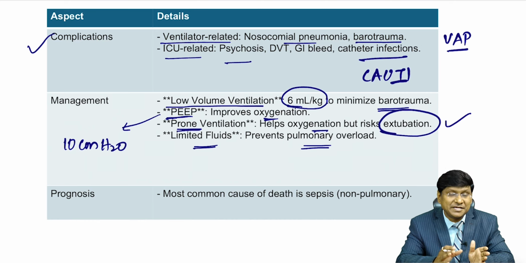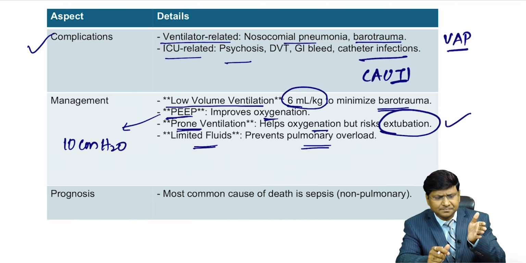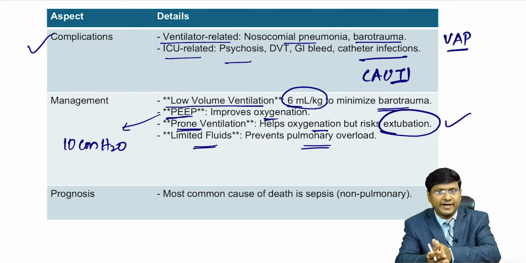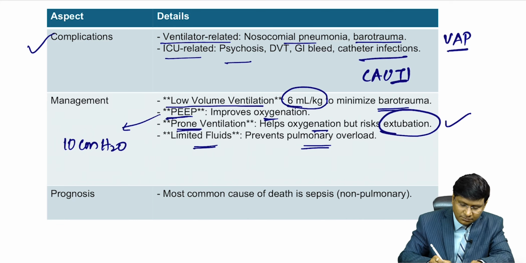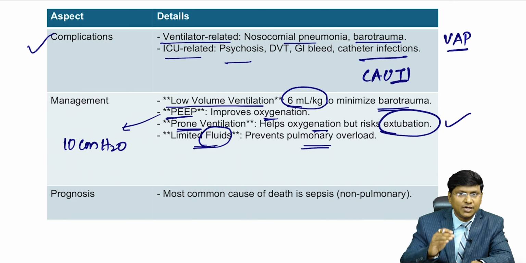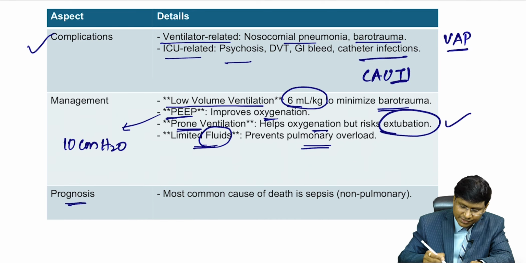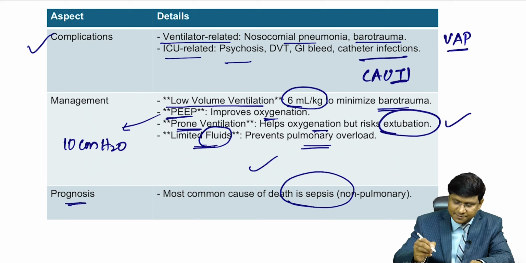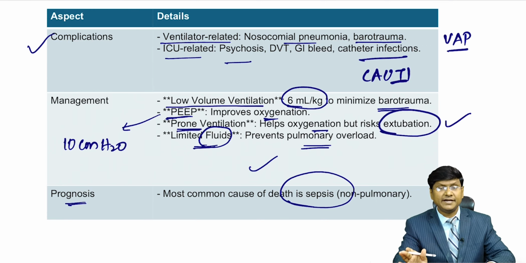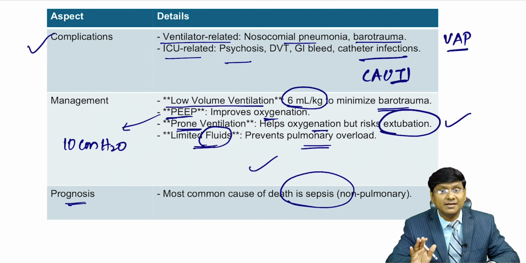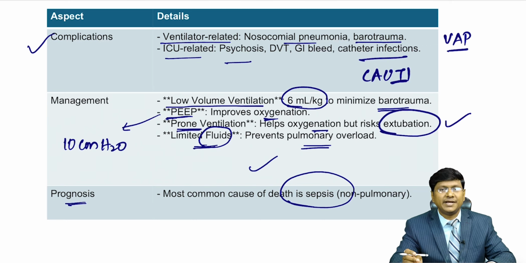Because in these patients with ARDS, it is non-cardiogenic pulmonary edema. So once you limit the fluid intake, the non-cardiogenic pulmonary edema component will be reduced. And regarding prognosis, the most common cause of death in these patients is sepsis. So this is about ARDS, that is acute respiratory distress syndrome.